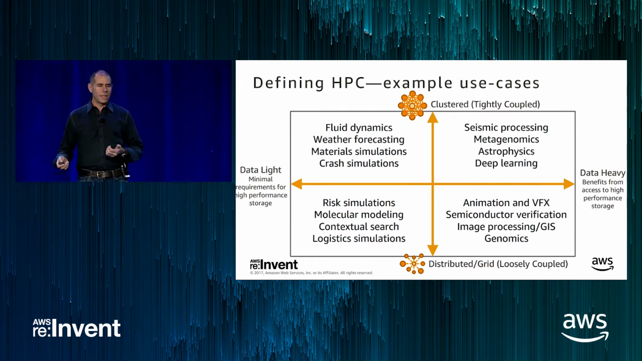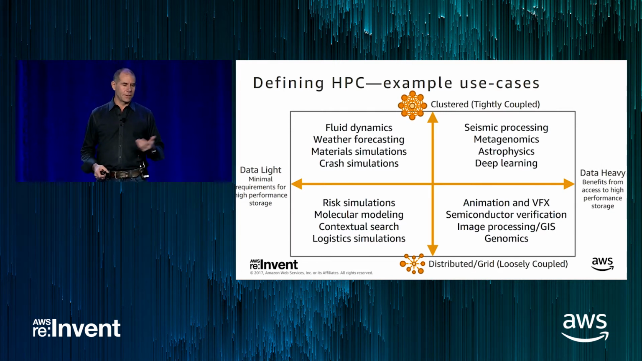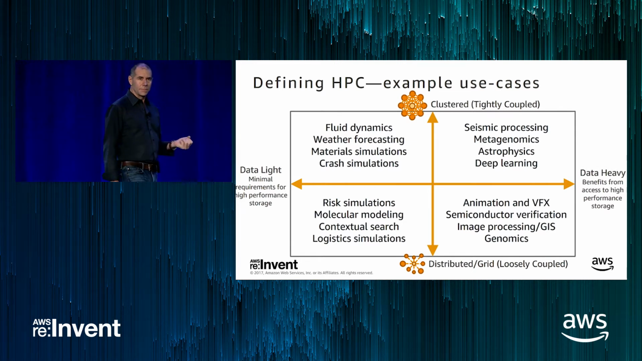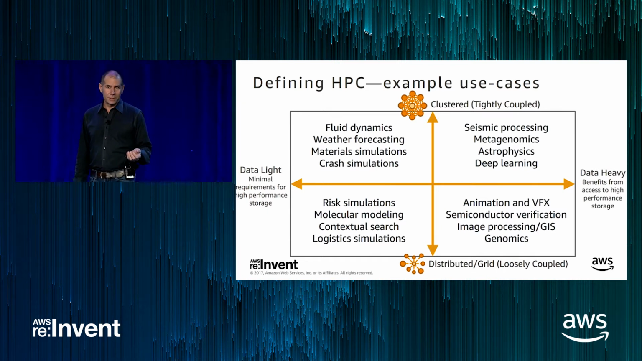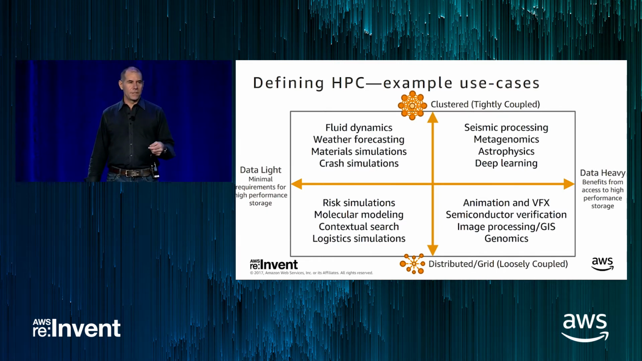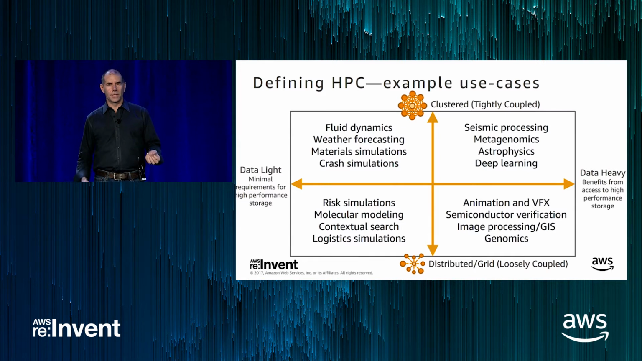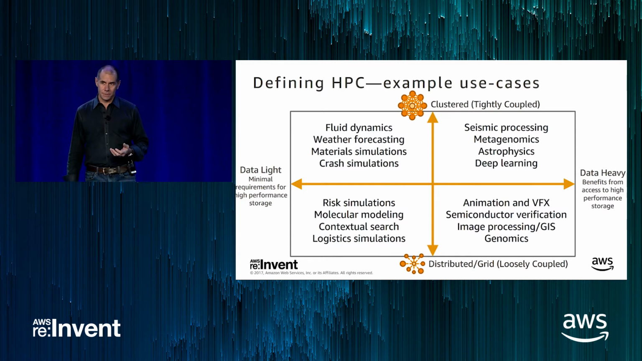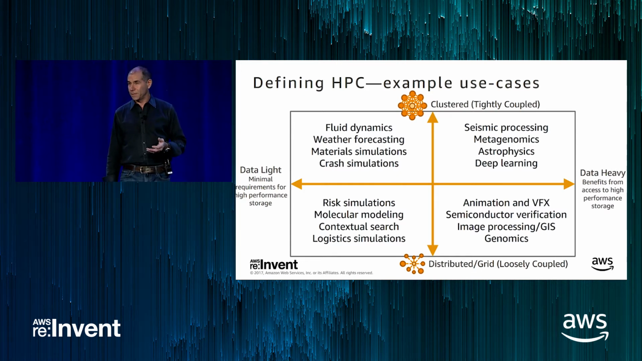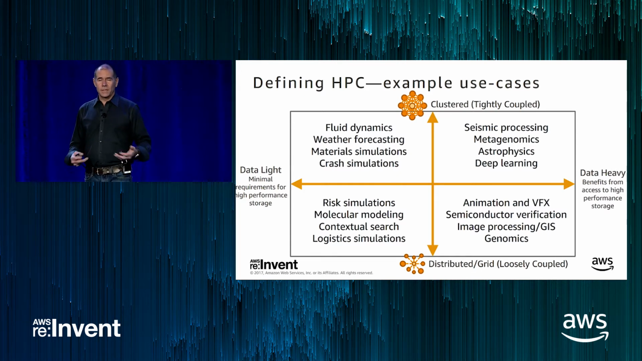And then you go left to right, and that would be data intensity, right? On the left side, you don't really have a lot of data that you need to deal with on the particular problem. At the extreme would be something like a Monte Carlo simulation used in the financial sector. You just feed a few values in, you crunch, crunch, crunch, you get some values out at the end. Or data heavy on the right, and these are things like animation rendering or seismic processing or semiconductor verification where there's lots of data to be dealt with, and so you need to have high performance storage. So this is how we characterize them.